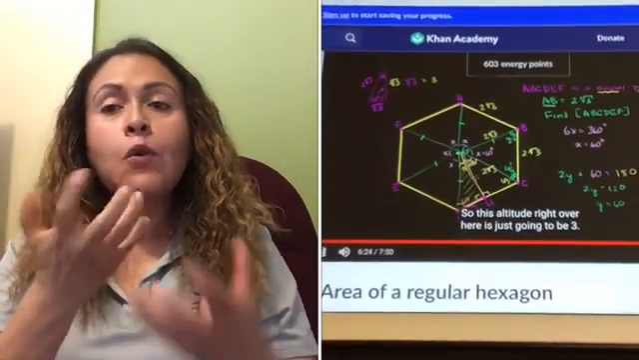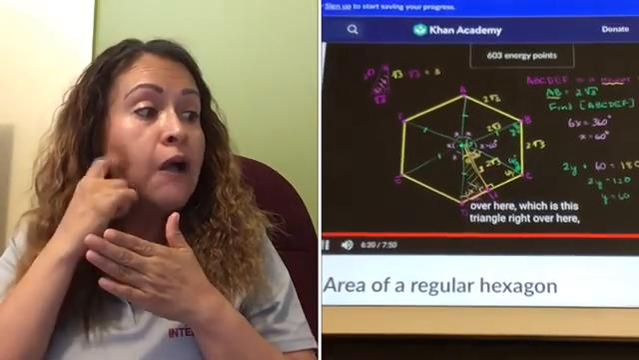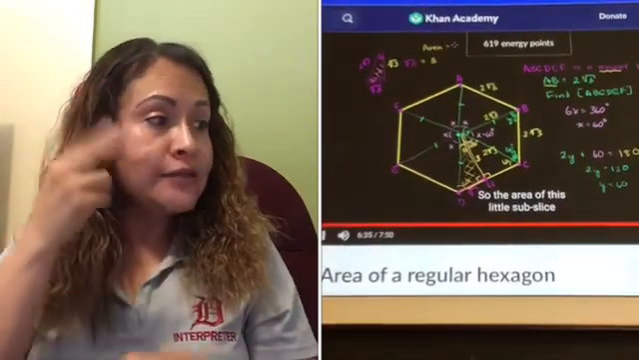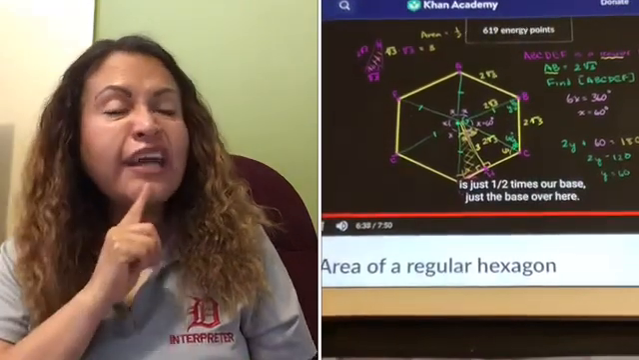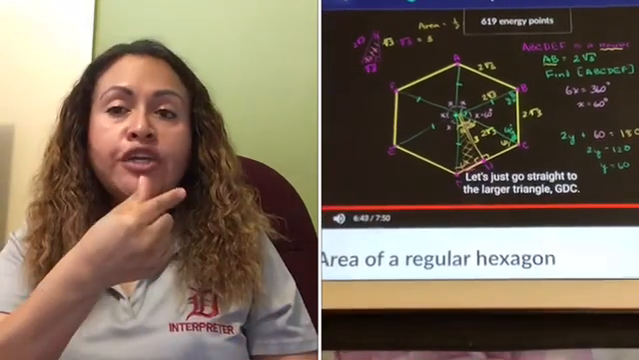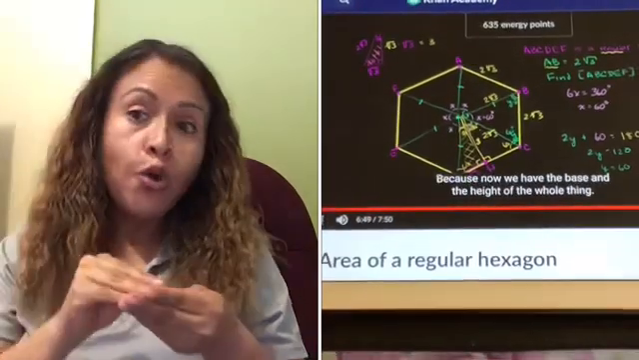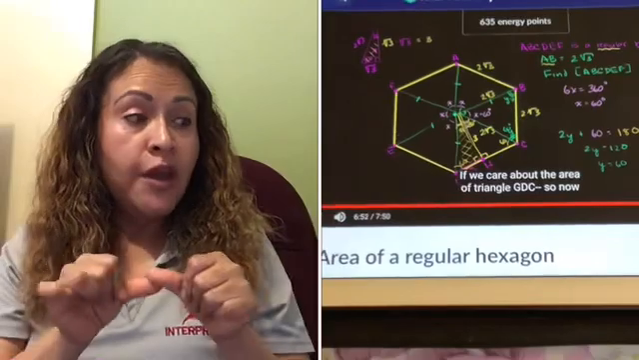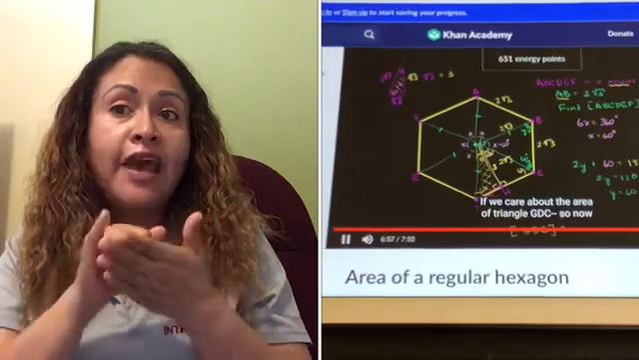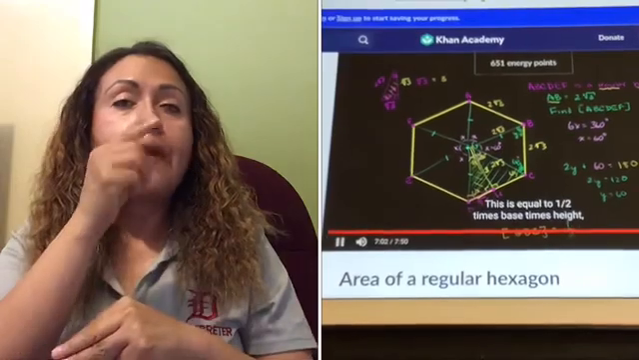So if we want the area of this triangle right over here, it's just 1/2 base times height. So the area of this little sub-slice is just 1/2 times our base, just the base over here. Actually, let's take a step back. We don't even have to worry about this thing. Let's just go straight to the larger triangle, GDC. So let me rewind this a little bit, because now we have the base and the height of the whole thing. If we care about the area of triangle GDC, so now I'm looking at this entire triangle right over here. This is equal to 1/2 times base times height, which is equal to 1/2.